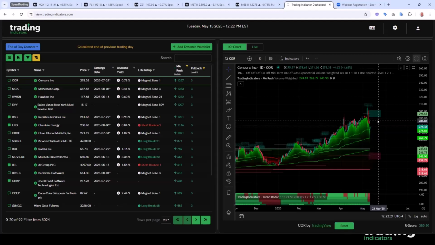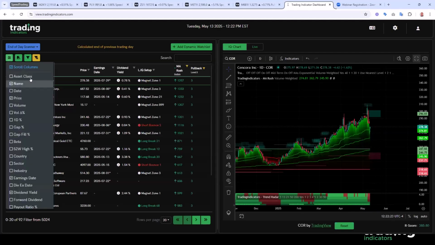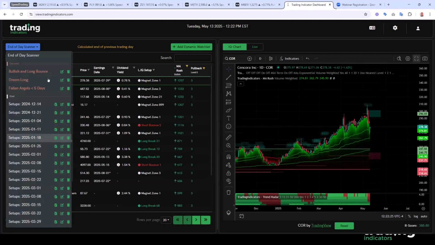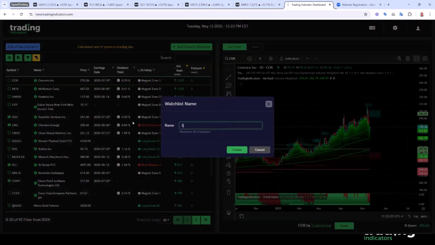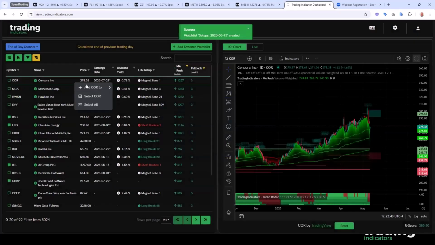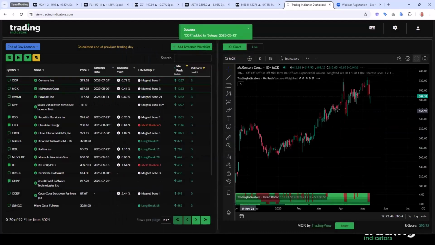So very interesting setup. Let me just go in here and create a new watch list real quick. Okay, create. So setups, 2025 05/13. That's today's date. And we're going to add this stock to our watch list. All right, done.